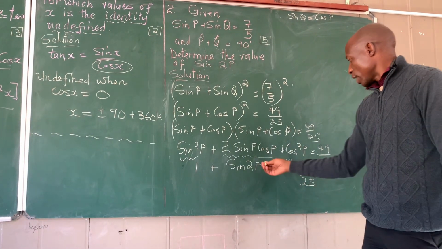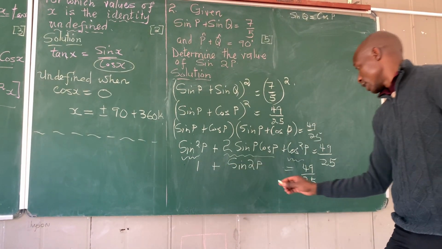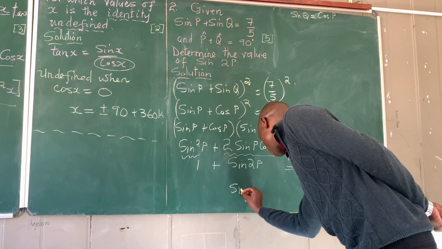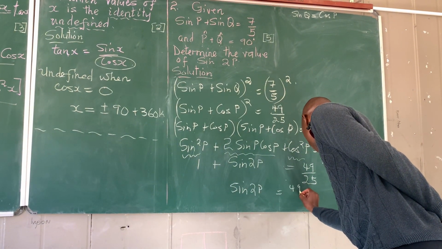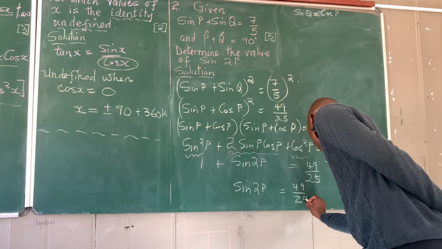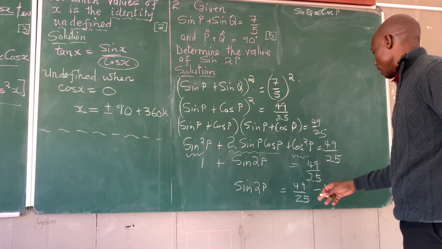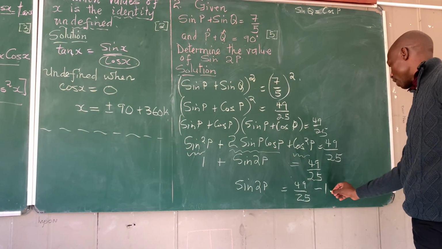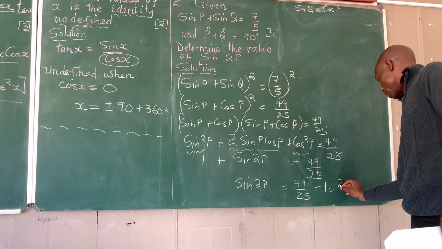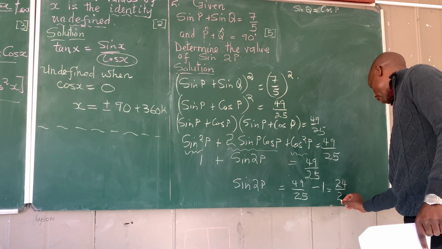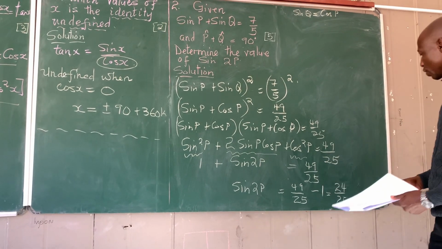Now, in order to remain with the sine 2p alone, we will take the 1 to that side. Therefore, sine of 2p is equal to 49 over 25 minus 1. And then when we say 49 over 25 minus 1, what do we get here? That would be 24 over 25. That will be our final solution.